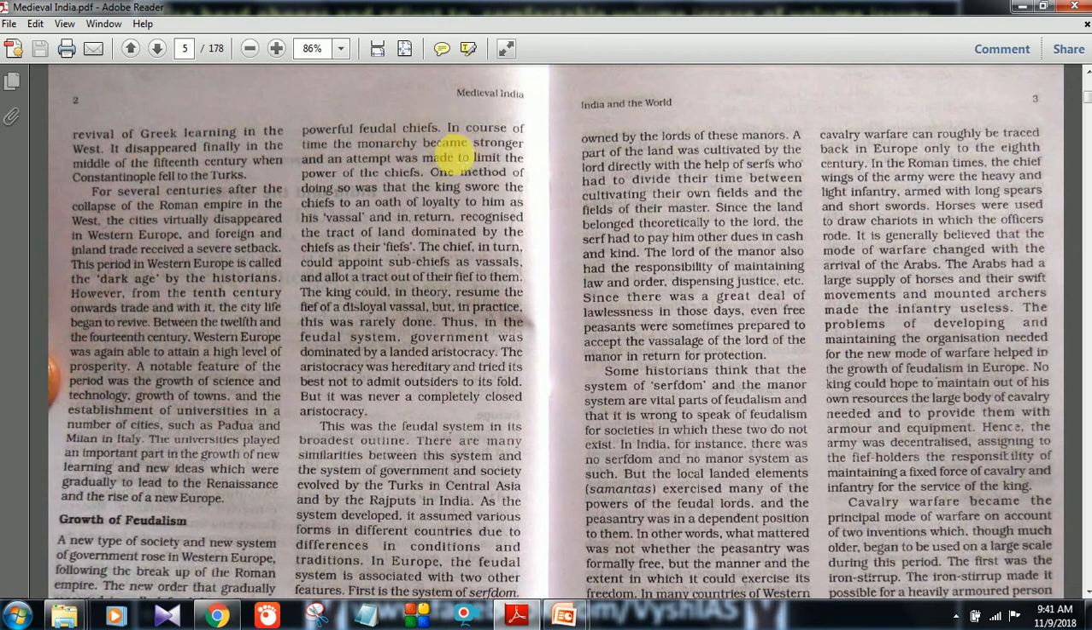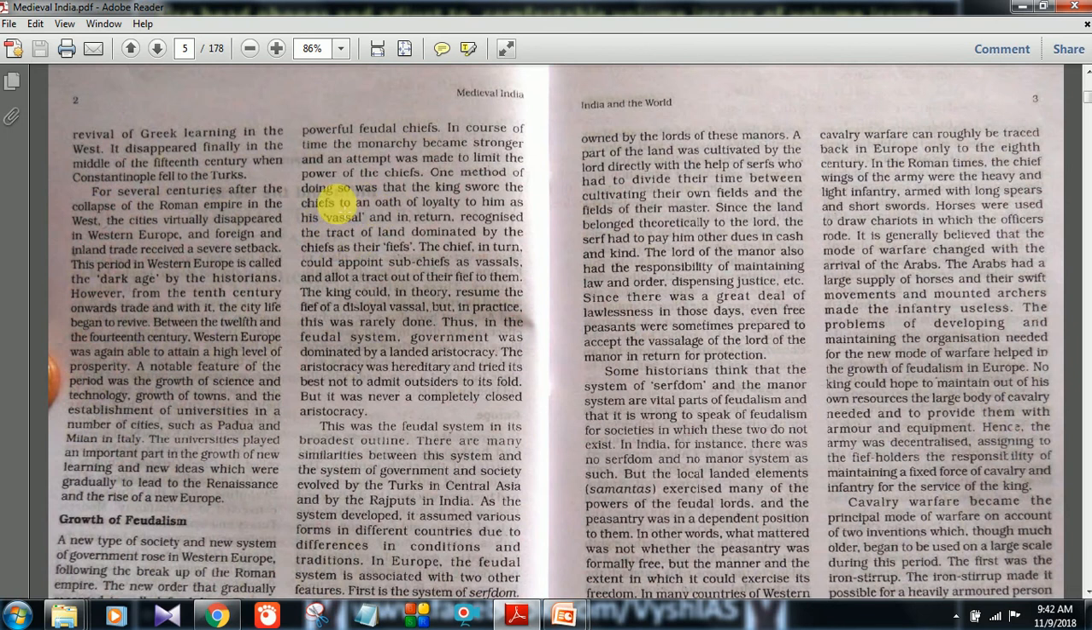In course of time, the monarchy became stronger and an attempt was made to limit the power of the chiefs. One method of doing so was that the king swore the chiefs to an oath of loyalty to him as his vassal, and in return recognized the tract of land dominated by the chiefs as their fiefs. Okay, so it's like kings also understood that these chiefs are growing in power. So what happened is an oath of loyalty was forced upon them. They should take it and they will become this vassal.